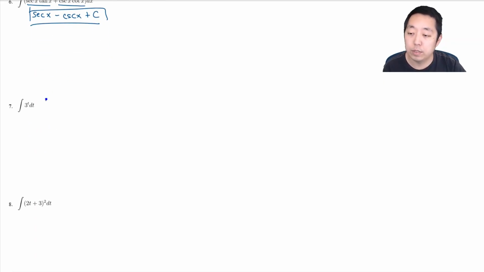3 to the t. Remember, the derivative of 3 to the t is 3 to the t ln 3. So to do it backwards, I just divide by the ln of 3. Because if I do the derivative of this, I'm going to multiply by the ln of 3, and that will cancel with that, right? And that will get me back to 3 to the t.